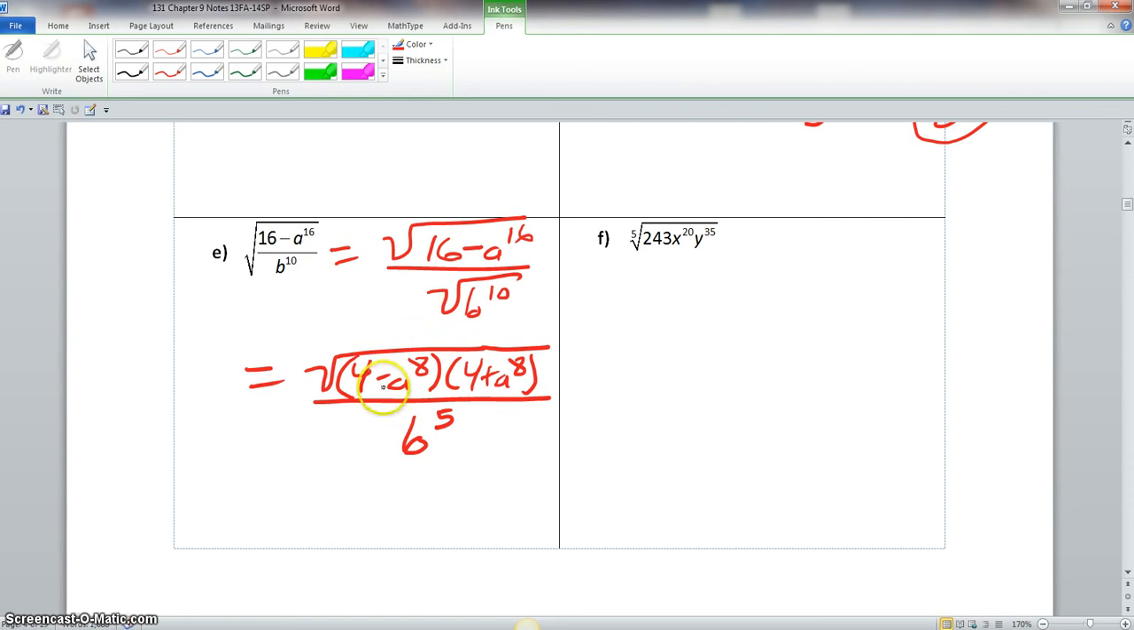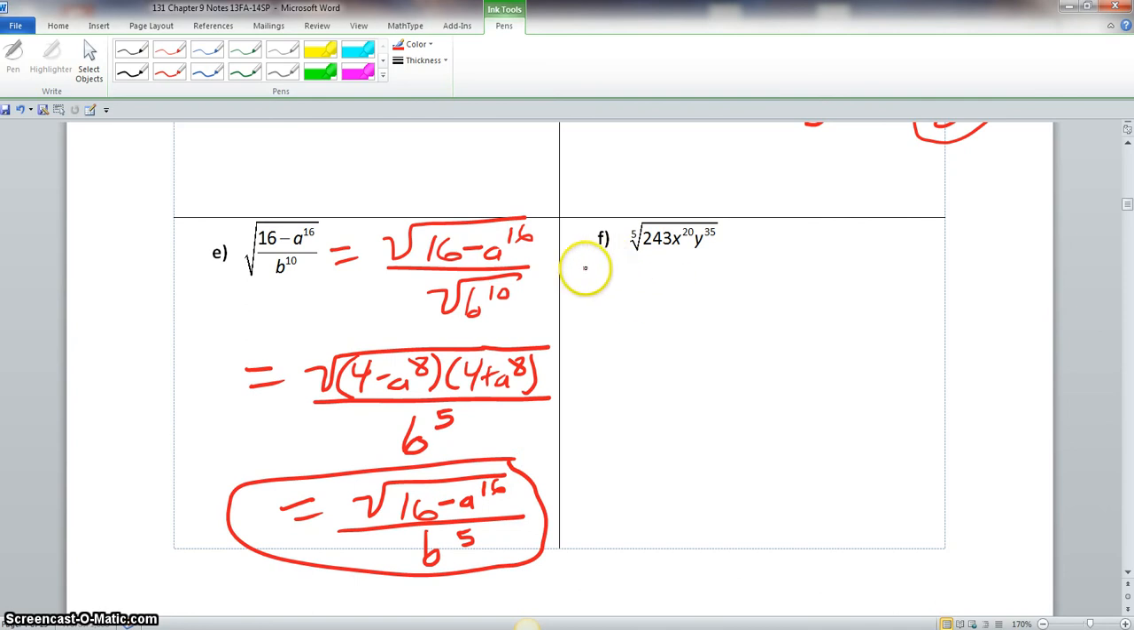Now, we cannot do anything with these values here. So what we could do is just rewrite it back to what it was. It would be the square root of 16 minus a to the 16 all over b to the 5th, and this would be the final answer.